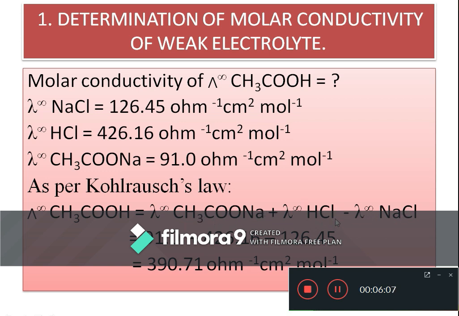Why? Because these are strong electrolytes. Strong electrolytes I can identify, and I can find the molar conductance, but for a weak electrolyte it is not possible. Therefore, I am using Kohlrausch's law to deduce the molar conductance at infinite dilution of acetic acid.